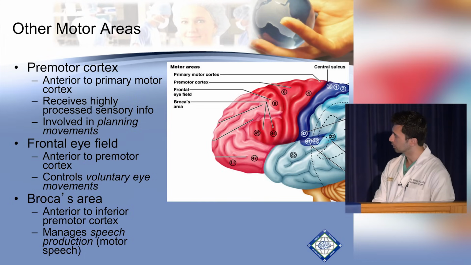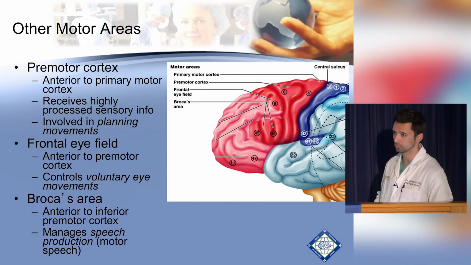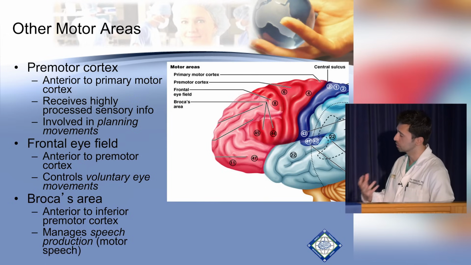Which is a very important area. And as you know, if you've had a patient that's had a premotor cortex injury, a lot of times they may even look like someone that has a complete motor paralysis because they just have a very hard time initiating and having that drive to move.